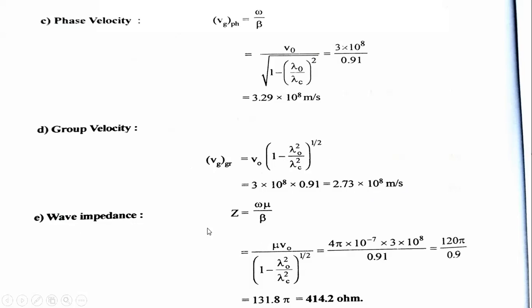And lastly, the wave impedance, which equals omega mu by beta. You have 2 pi f as the angular frequency, and mu is a constant, 4 pi into 10 to the power minus 7. Likewise, you can convert this term. Substituting the values, you will get the answer 414.2 ohm for the impedance.